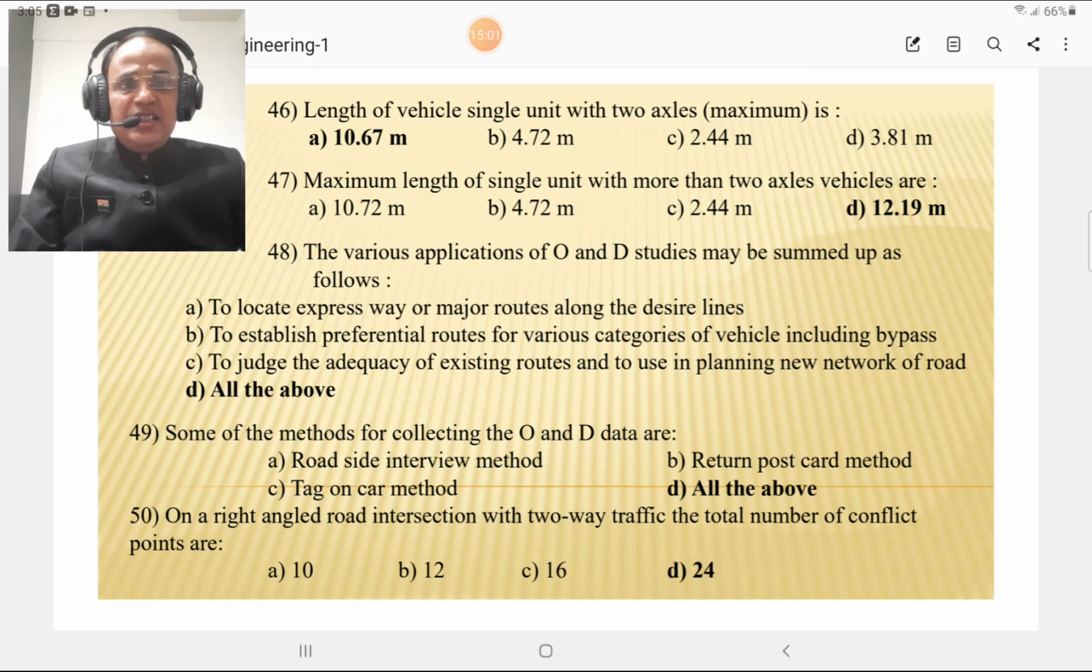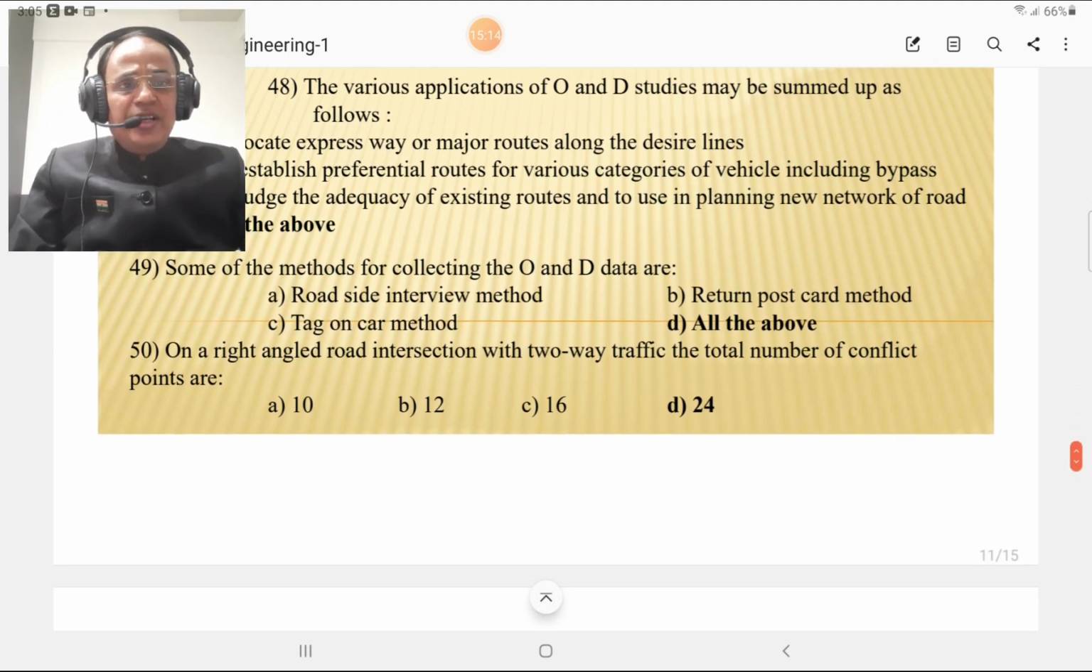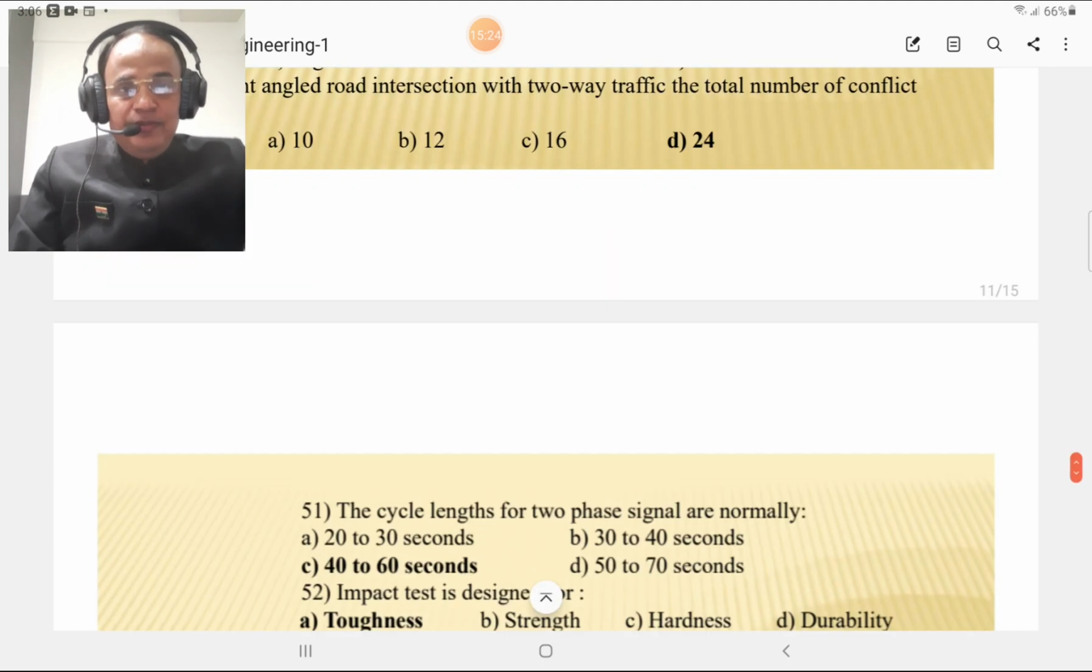The methods for collecting O&D data are the roadside interview method, return postcard method, tag on car method. All three methods are used. So all of the above is the most appropriate answer. On a right angled road intersection with two-way traffic, the total number of conflict points is 24. So you must calculate and tell me the formula for how I calculate that 24.